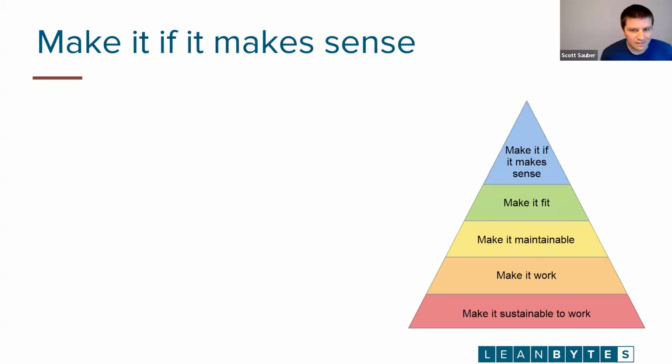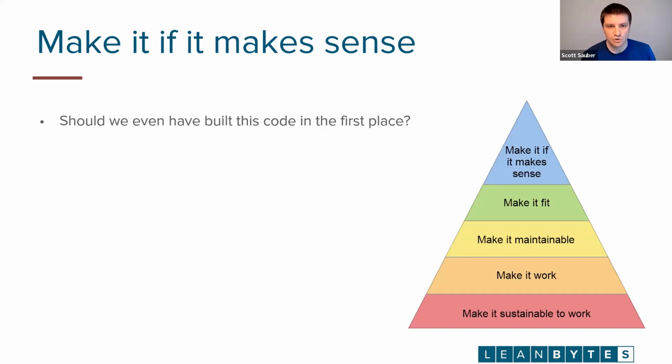All right, so then the last thing. Let's say we make the code work, we make it maintainable, we make it fit within our application or team or organization. The last piece is make it only if it makes sense. And what I mean by that is, should we have even built this code in the first place? Or did we solve the real problem that we're going after?